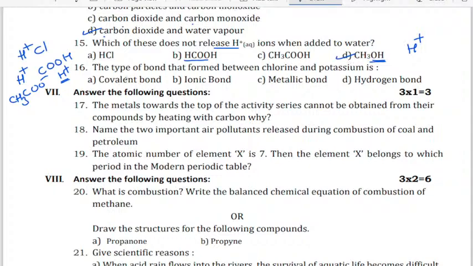Then, what type of bond is formed between chlorine and potassium? Chlorine is a non-metal, and potassium is a metal. Whenever there is a metal and a non-metal, it always forms an ionic bond. Remember, you have to check like this. When there is carbon and oxygen, they both are non-metals, and when there are 2 non-metals, a covalent bond will be formed. But here there is a metal and a non-metal, so the right answer is ionic bond. Let's go for the next question.